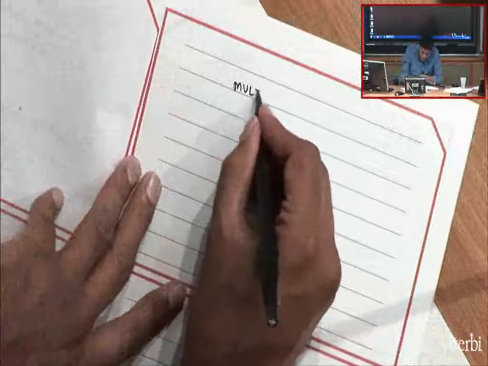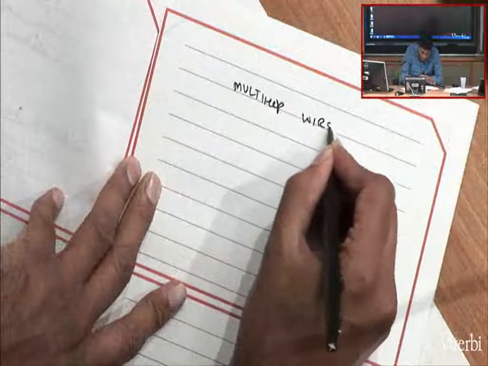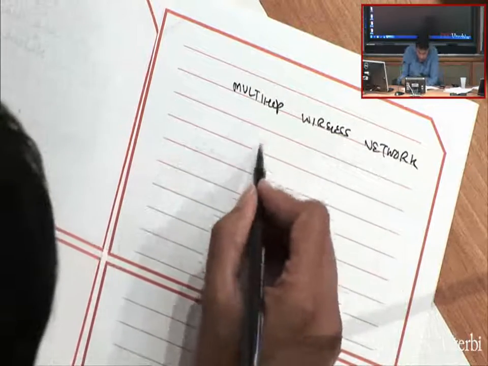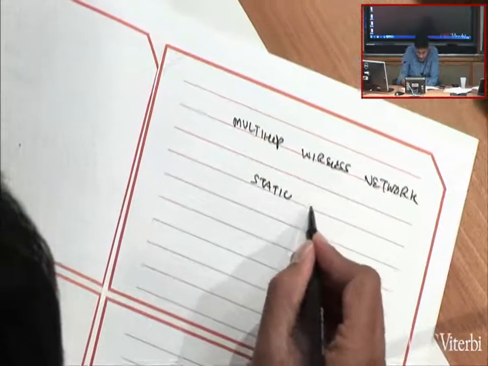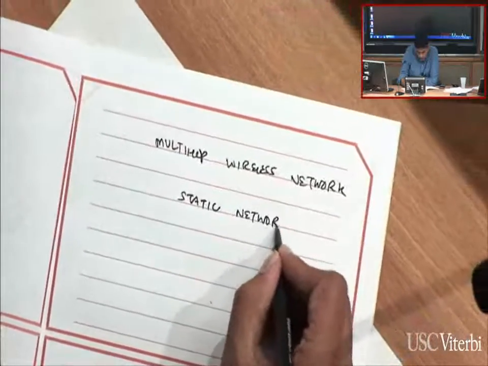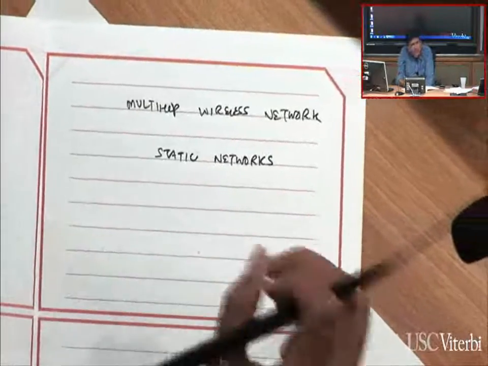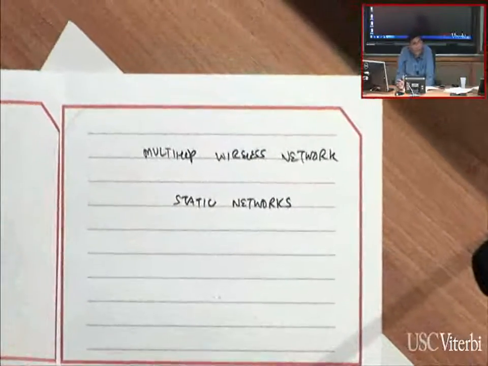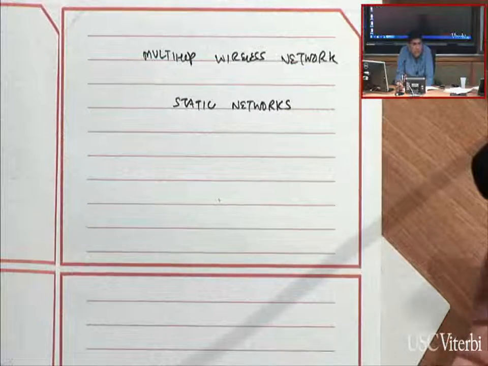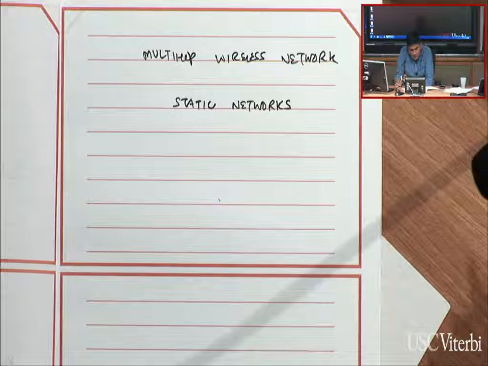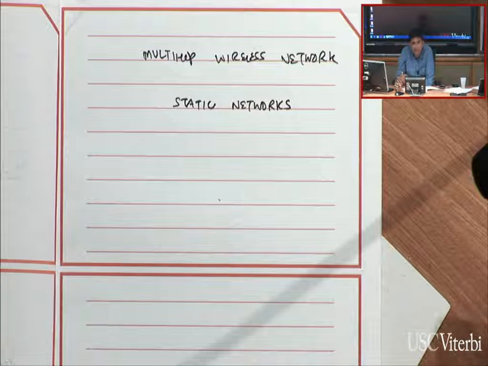So the simplest example of a multi-hop wireless network is what we call static networks. And as the name suggests, what we mean by static networks is that the nodes in the network are not even moving. So it's very different from your cell phone system in which each user that's carrying the mobile device can be going anywhere. So in a static multi-hop wireless network, all of those nodes will be fixed at a particular location and not mobile.